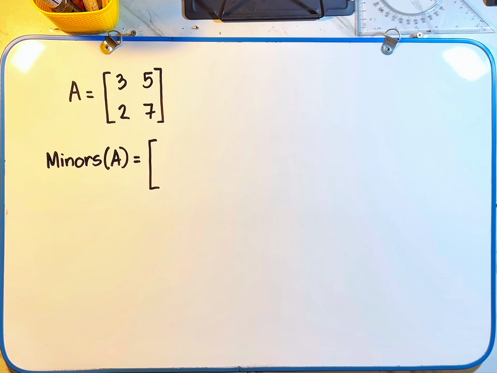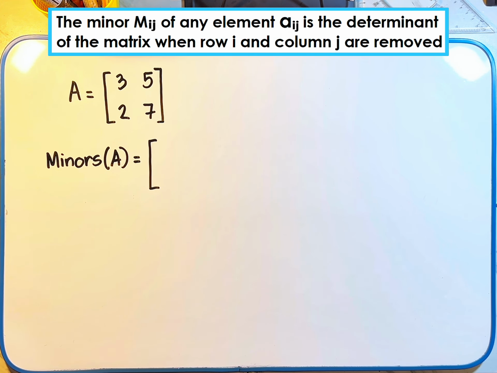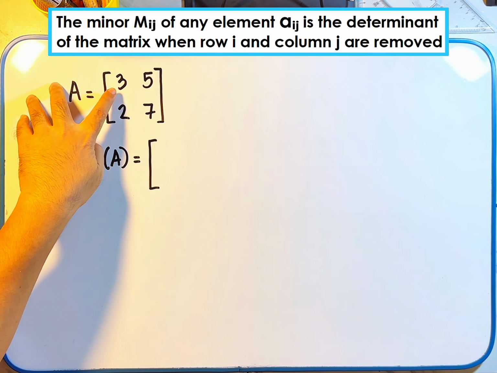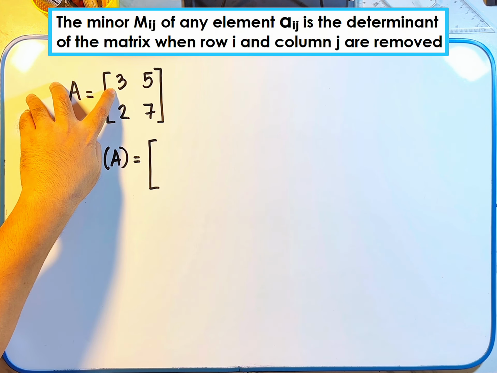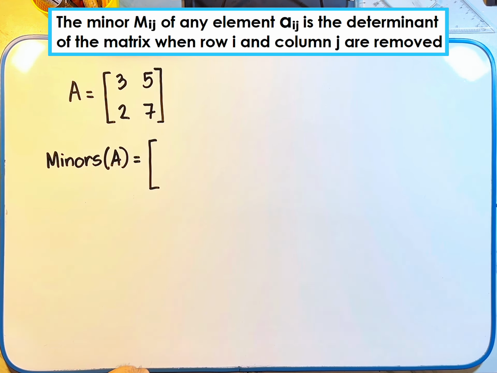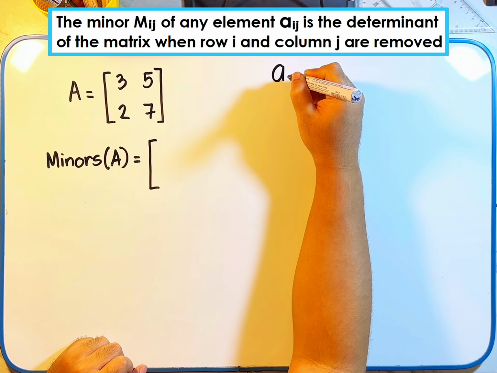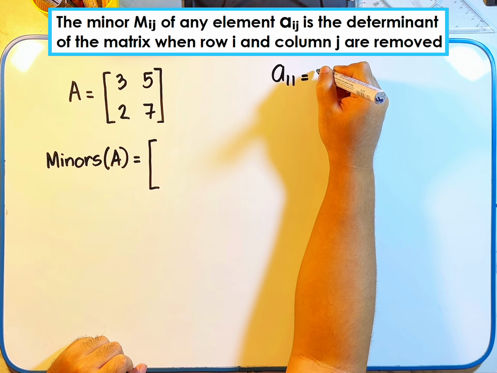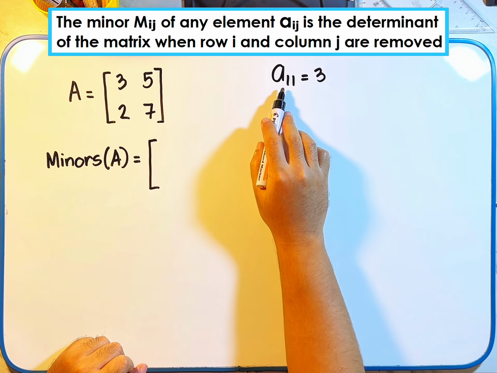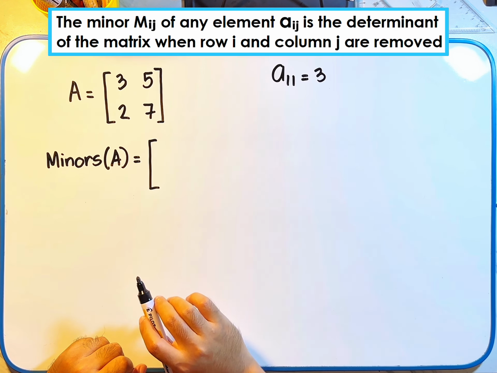Now, the concept is this. To determine the minor, you have to find the determinant of the matrix after removing row I and column J. For example, this term right here, this is the term in the first row, first column. So that's element A11. That's equal to 3. It means the element in the first row, first column.